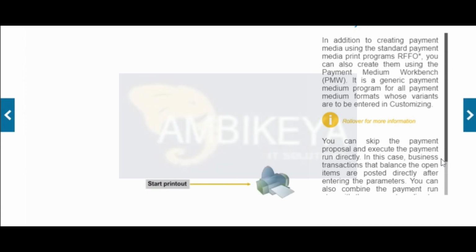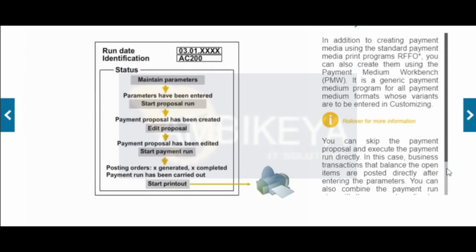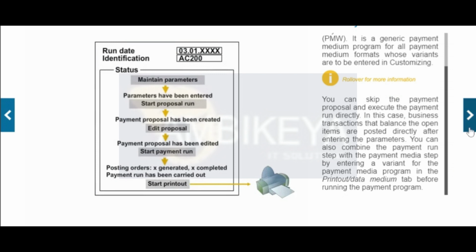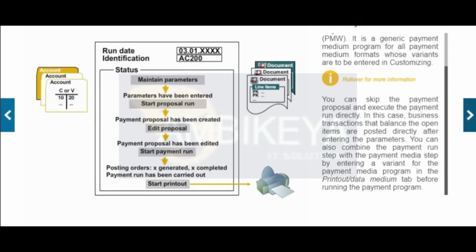Step 5. Print payment media. Payment media are generated in this step. One of the following occurs. Payment media such as checks are printed. IDocs are generated for the Electronic Data Interchange or EDI. A data file is created as part of the data medium exchange. The system comes with standard payment media programs for many countries and many payment methods. In this figure, the payment program RFFOD_S is activated to print checks in Germany. In USA, the program RFFOUS_C is used.